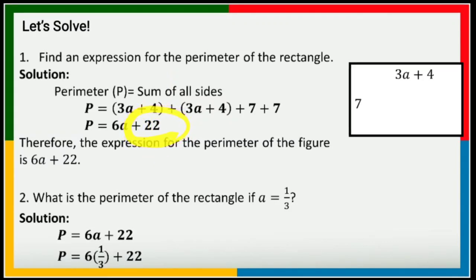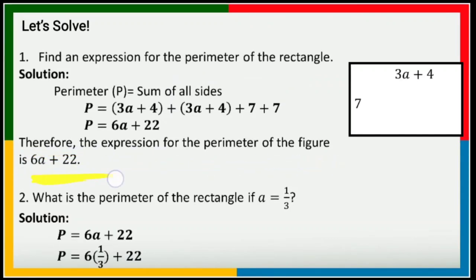So, 6a plus 22 is the expression for the perimeter of the rectangle. Therefore, the expression for the perimeter of the figure, or of the rectangle, is 6a plus 22.